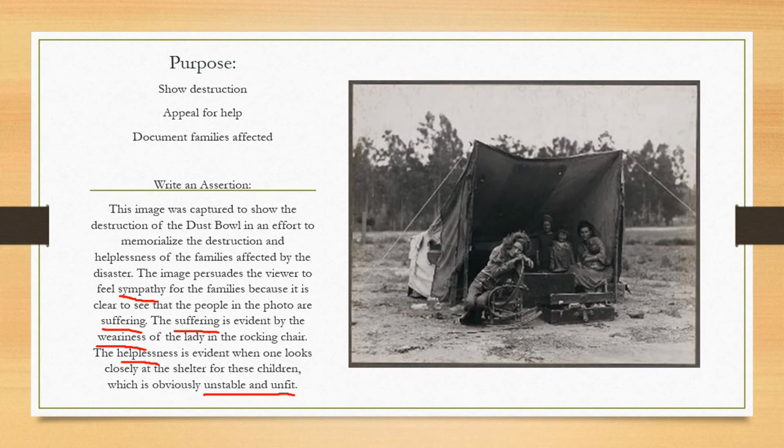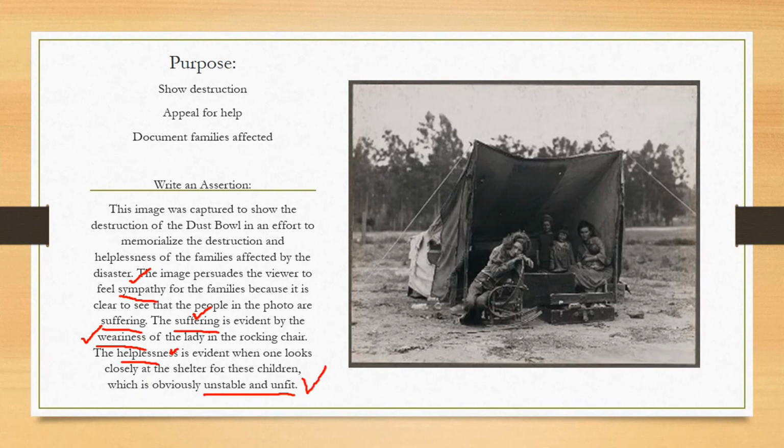Now think about the things that I underlined as I was reading that assertion. And remember that when you're looking at a photo, just like a writing, there is a specific appeal. And it seems like the appeal in this photo would be to your pathos or your emotions, because you feel sympathy. You feel that they are suffering. You understand what it feels like to be weary and helpless. And then you also could feel what it would be like to live in an unstable and unfit shelter.